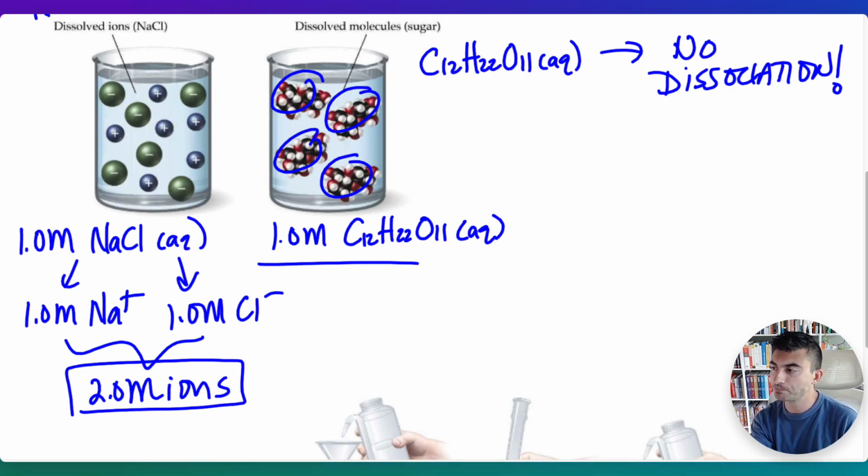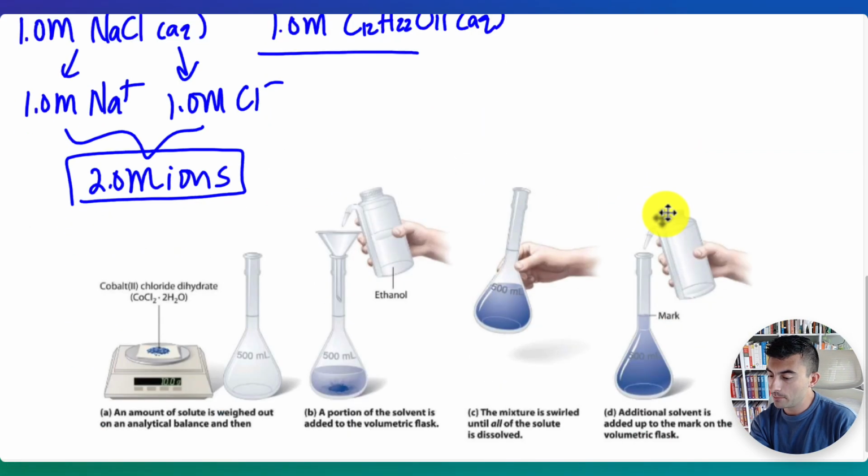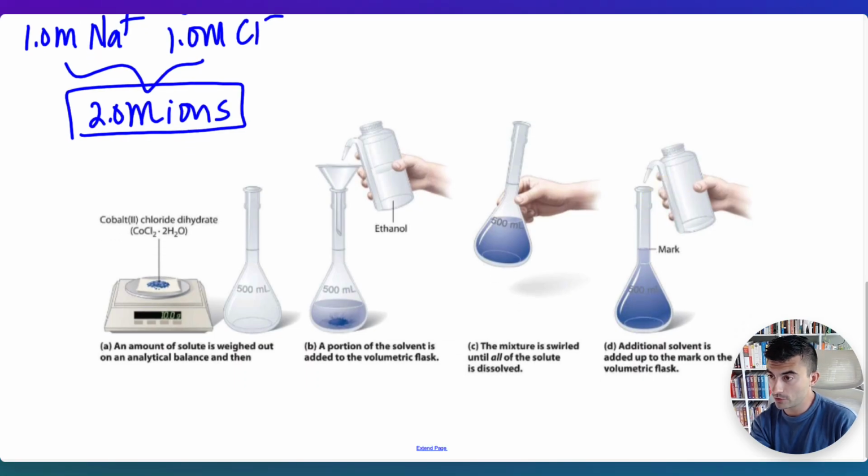Okay, so the key idea here is that the total particle concentration depends on how many particles are produced when the substance dissolves. Ionic compounds produce multiple ions. You have to be able to figure out what those ions are when it splits. That's just knowing how to write the formula and how many ions exist. Whereas molecular covalent compounds remain as whole molecules. Okay. All right, we looked at preparing solutions also. This is one of the last things we did.